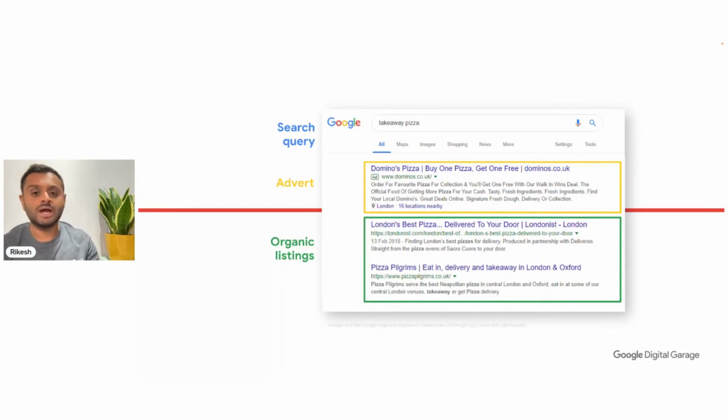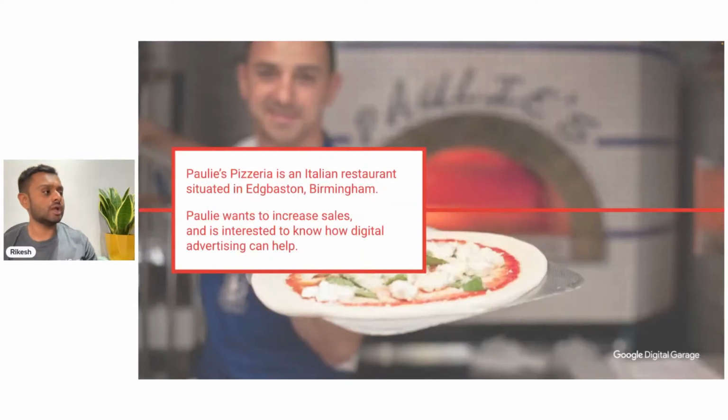So with that in mind, I want to actually introduce you to Paulie's Pizzeria, which we've actually made up. It's fictitious, but it is an Italian restaurant situated in Edgbaston in Birmingham, which is based in the UK, for those of you who are aware where Edgbaston in Birmingham is. So that is our business.